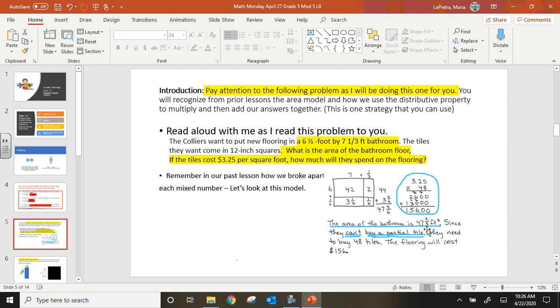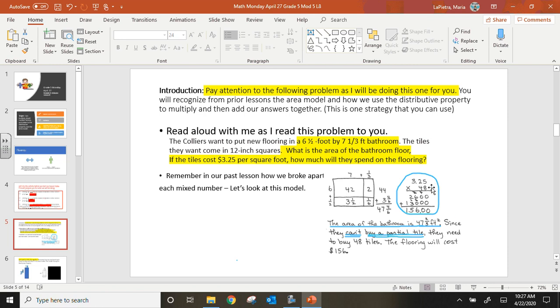Remember, when we label area, we're saying units squared. Okay, so now the question is, if each tile costs $3.25 per square foot, how much are they going to spend on the floor? Well, I don't think we can buy 47 2/3 of a tile. So we're going to have to go to the next tile up, which would be 48 tiles. So I'm going to buy 48 tiles, and then I'm going to multiply that by $3.25.